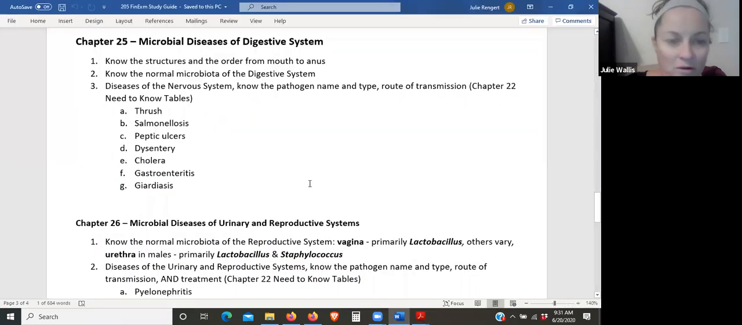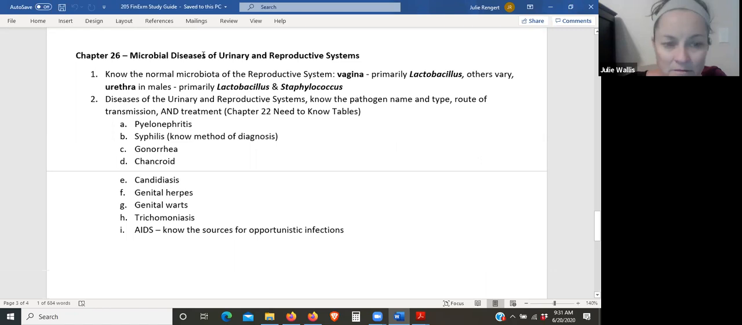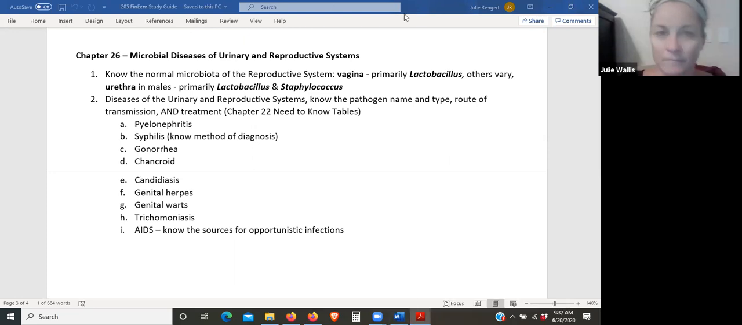Normal microbiota. I have a lot of the stuff that I was just talking about listed on the study guide here. So yeah, that's basically it for that one. Does anybody have any questions?